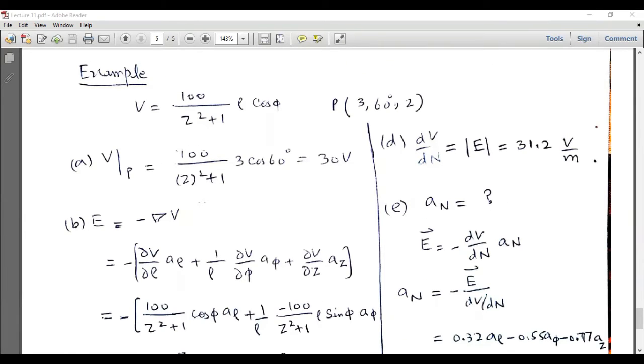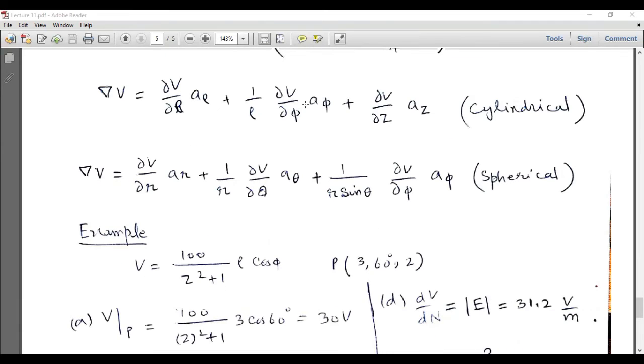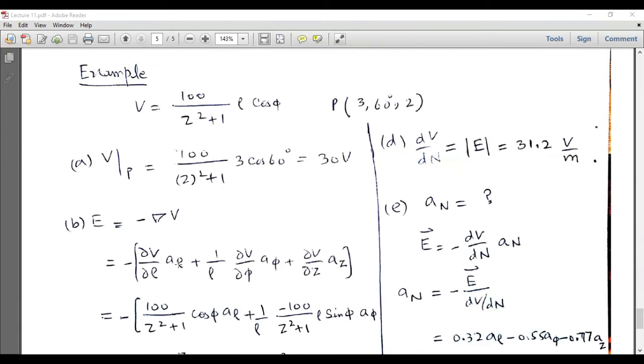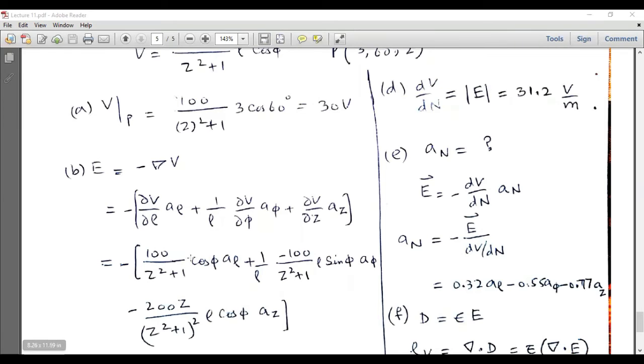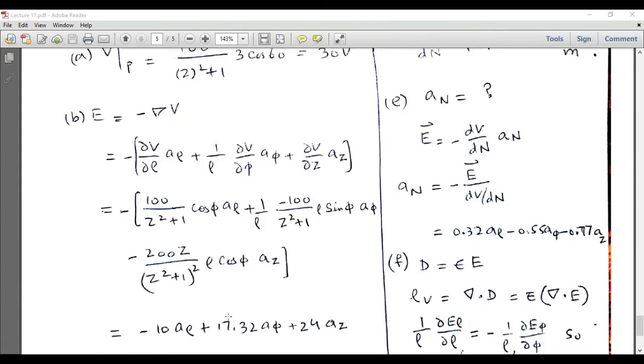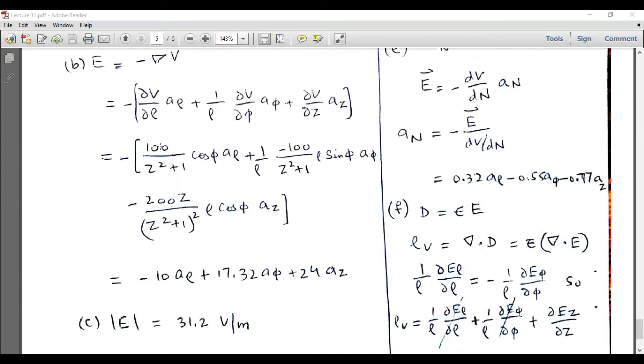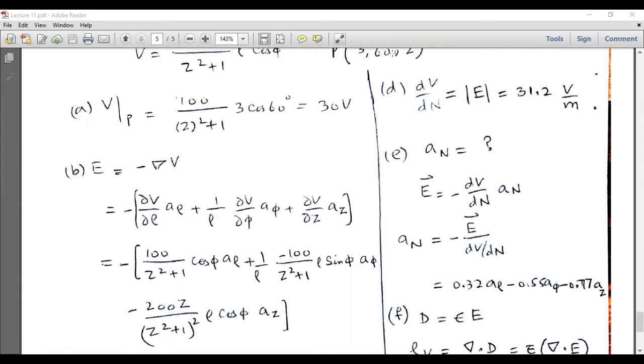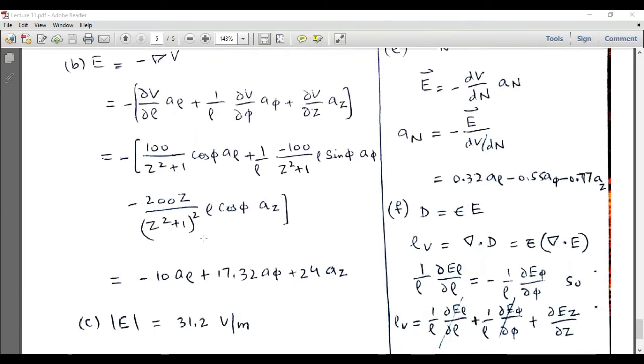Now we have to calculate the electric field. Electric field is equal to minus del V, and this V is given in cylindrical components, so we will use this second expression: partial V over partial rho A rho plus 1 over rho partial V over partial phi A phi plus partial V over partial Z A Z. This is the partial derivative of potential with respect to rho, this is with respect to phi, and this is with respect to Z. After that we will substitute all the coordinates of this point in this expression to get the electric field at that point.